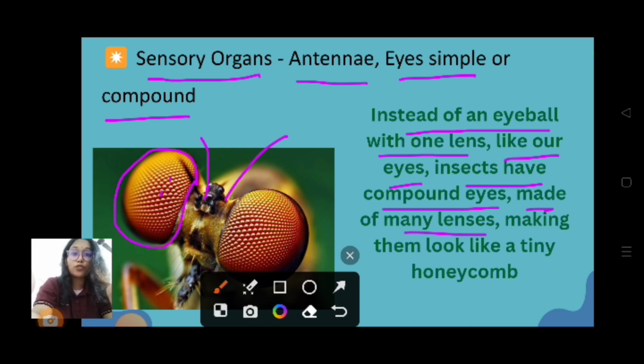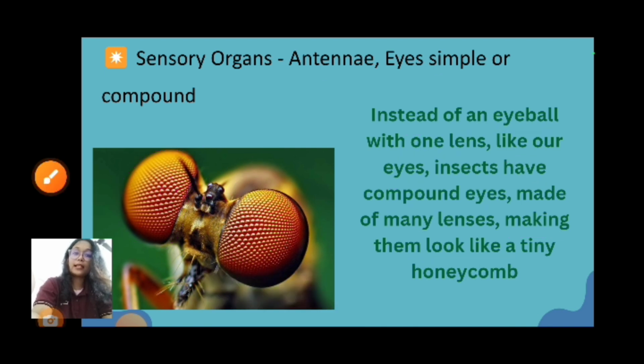These small structures you can see are called ommatidia. They are considered small lenses, many lenses, making them look like a tiny honeycomb-like structure. So they look like a honeycomb-like structure, no? These are called ommatidia. There are thousands of ommatidia in one eye. These are the compound eyes which are present basically in arthropods. Is it clear about compound eyes?